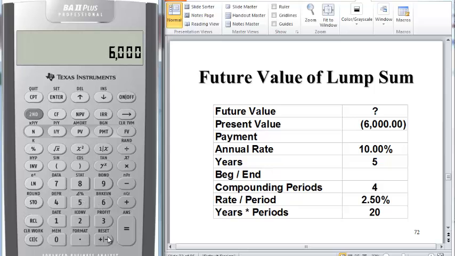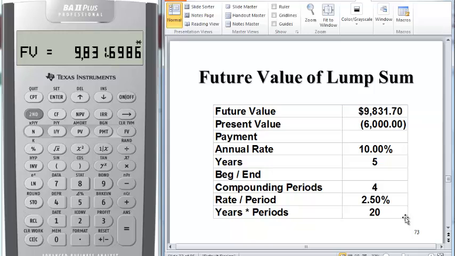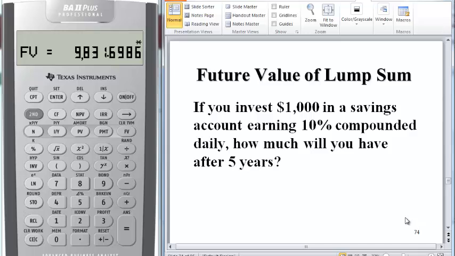$6,000 is a cash outflow. It's negative. It is a present value. Now I can go in and I can compute for the future value. And what do I see? $9,831.70.